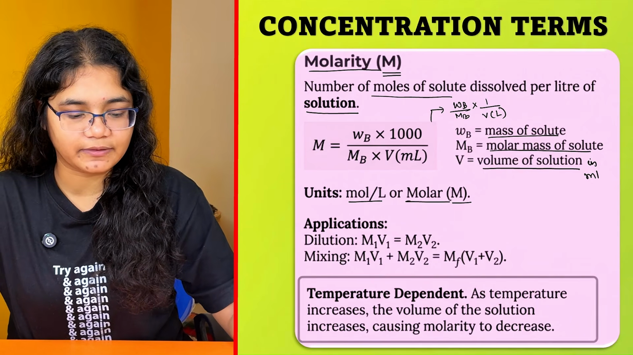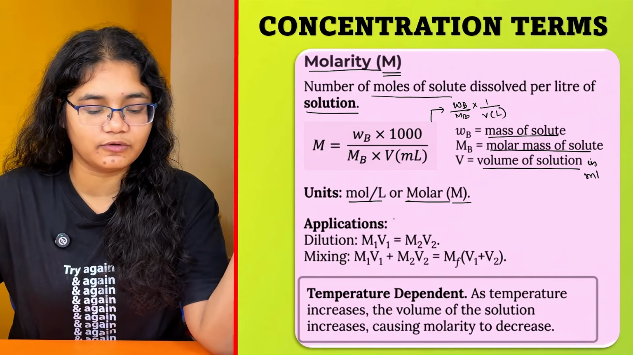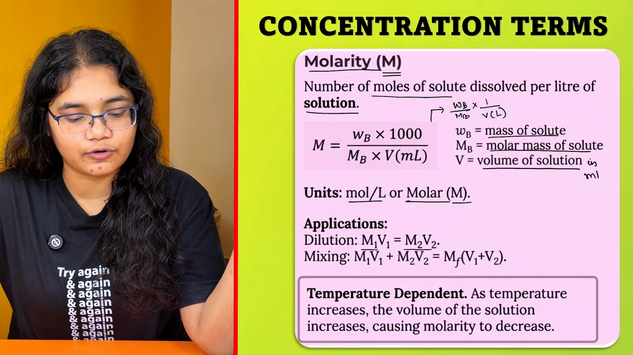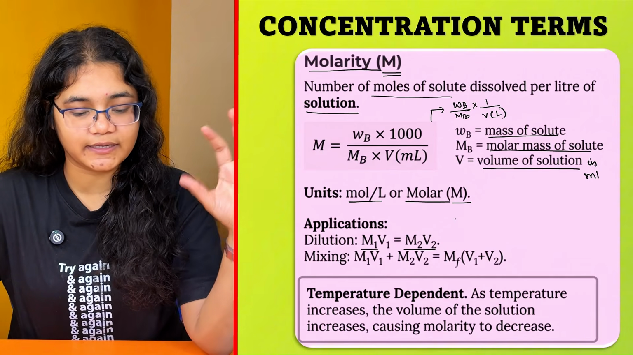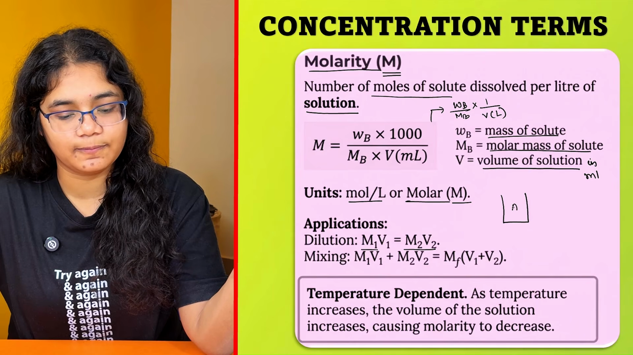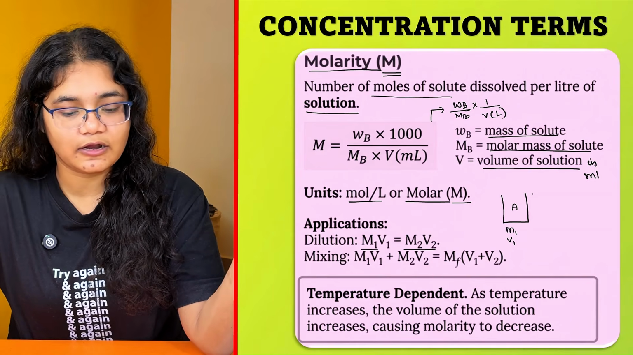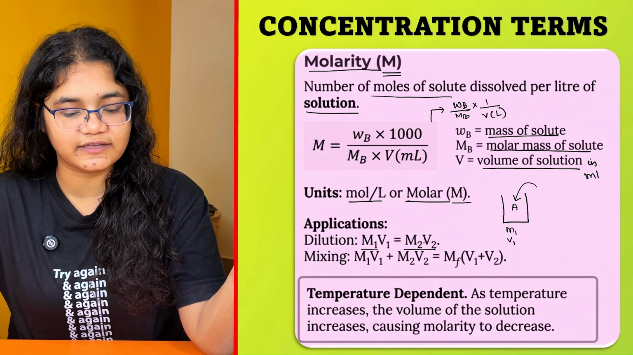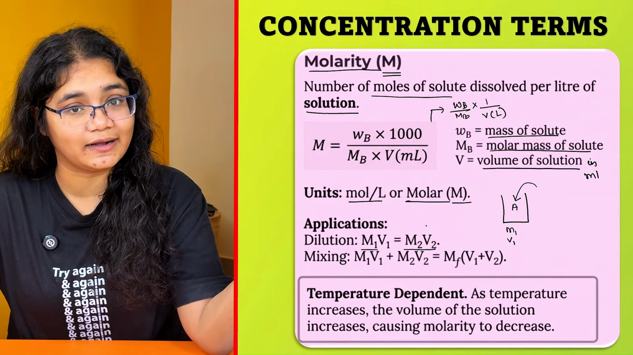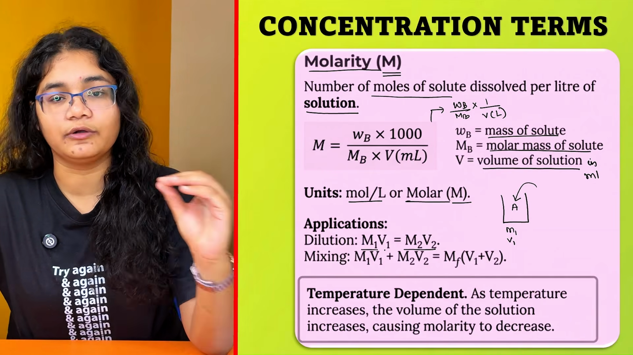Now what are the applications here? See, if two solutions are there, and you are diluting it, then what formula do we use there? M1V1 is equal to M2V2. Now what is the application of this formula? For example, you have a certain solution A, its molarity is M1 and the volume you have taken is V1. Now you added some more volume, you change the volume, then what is the change in the molarity? If you want to calculate such questions, then you have to use the formula M1V1 equal to M2V2.